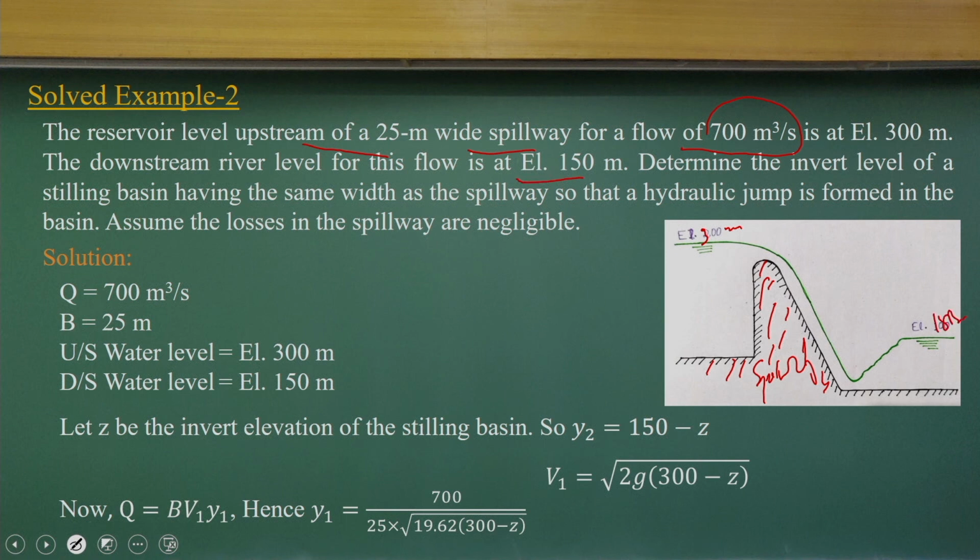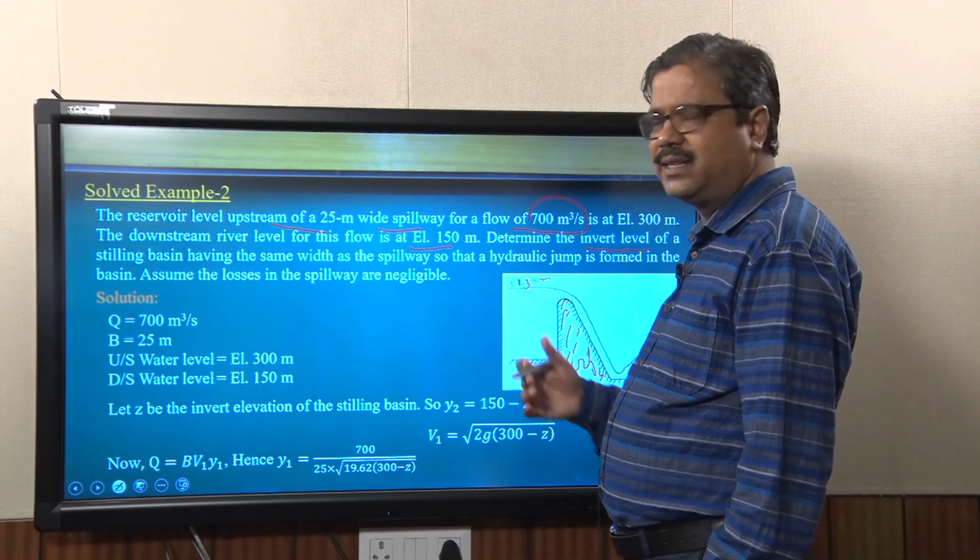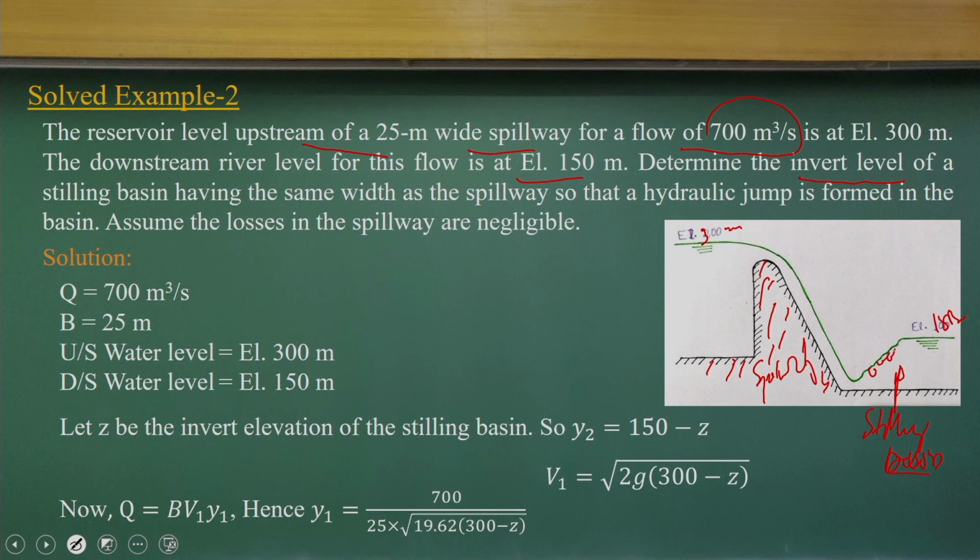Now the question is, what could be the invert level of a stilling basin? This is the stilling basin. Basically, we create this structure just downstream of a dam, the spillway structure, so that energy should dissipate. There should be a hydraulic jump formation for the energy dissipation. So, this is the stilling basin, which converts the flow from supercritical to subcritical, and does the energy dissipation in quite a significant order in terms of turbulent structures and all.